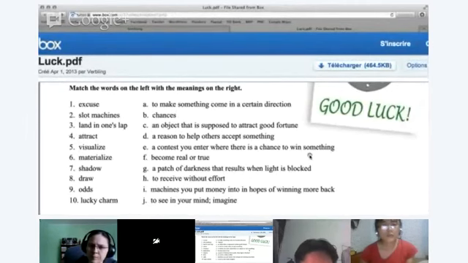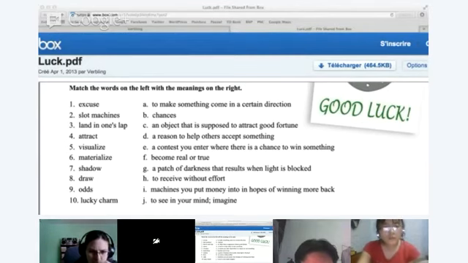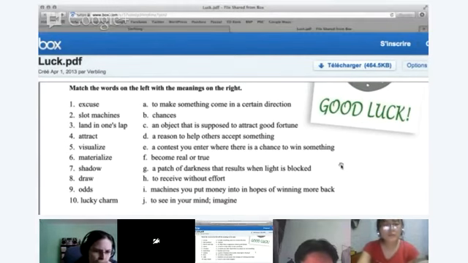Can you repeat? We lose your connection a little bit. To become true. Kind of, it's close to that idea, but that's not the answer. It's to receive without effort. Exactly, to receive without effort. If it lands in your lap, you are super lucky. Good job. What about attract? To attract something. I think to get its attention.